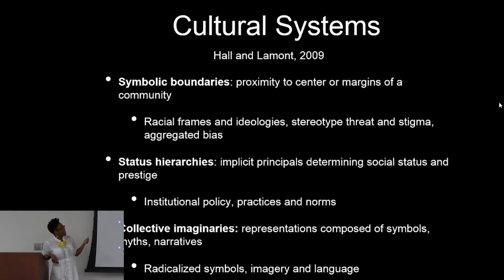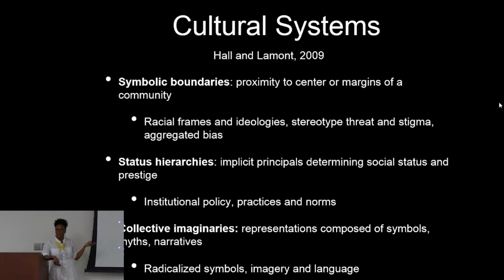So proximity to the center or margins of a community. I would describe racial frames and ideology, stereotype threat, stigma, and aggregated bias as falling under this category. They also reference status hierarchies, so the implicit principles determining social status and prestige. This might show up in our institutional policies, practices, and norms. And collective imaginaries, which reference representations that exist in symbols, myths, and narratives. Again, kind of thinking about racialized symbols, imagery, and language.